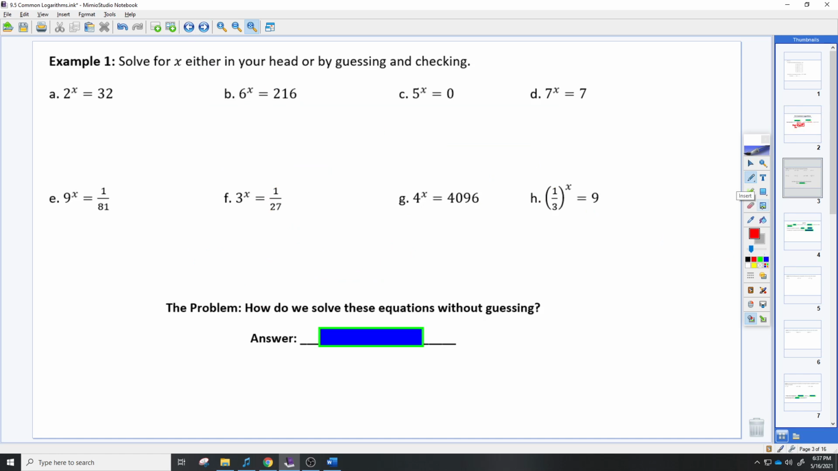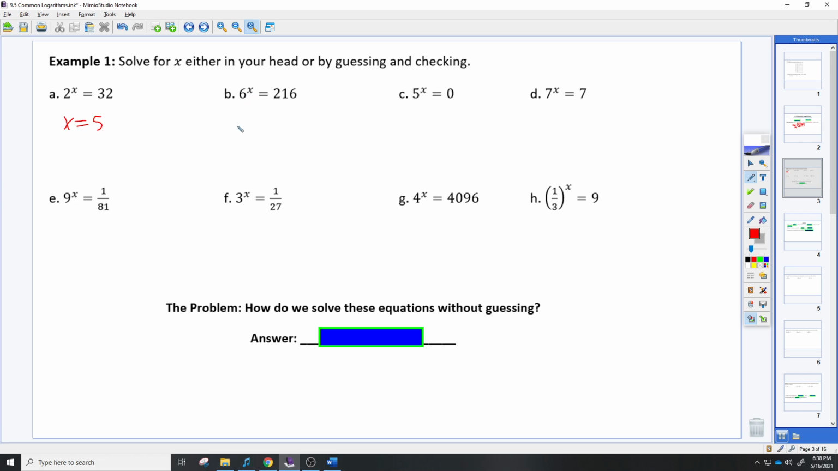So before we even get to that, let's just talk about where this comes from. What we're first going to do is just try some in our head. It says solve for x either in your head or you can guess and check. So if we look at this, we're trying to figure out, 2 to what power gives you 32? If you had a calculator, you could put different numbers in, right? You could just guess and check. You could say, 2 to the third power, 2 to the fourth power, or you could look at the exponent table that we had a long time ago, and we would find out that the number here has to be 5. So 2 to the fifth is 32.